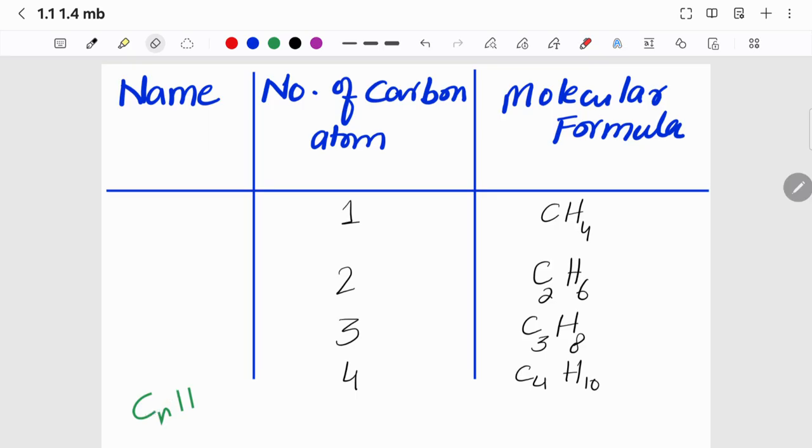Okay, so now look at the names. How do we name it?